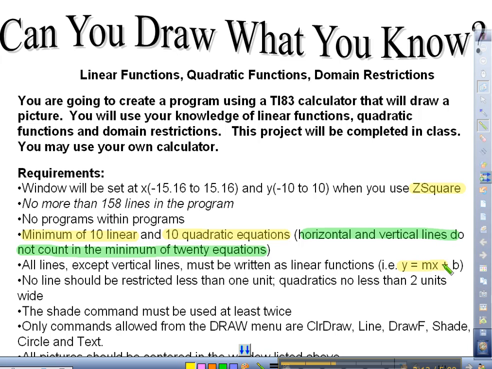All lines except for vertical lines must be written as linear functions. That is y equals mx plus b, including your horizontal lines. No line should be restricted to less than 1 unit, and I'll tell you why later. Quadratics no less than 2 units wide. The shade command must be used at least twice. The only commands allowed from the draw menu are draw line, line, draw F, shade, circle, and text, and all pictures are to be centered in the window listed above.